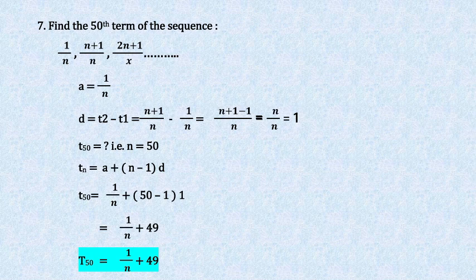Consider the formula Tn is equal to A plus n minus 1 into D. After substituting the values and simplification, T50, that is the 50th term of this sequence, will be equal to 1 by n plus 49.